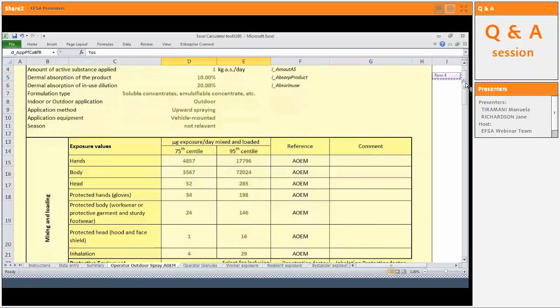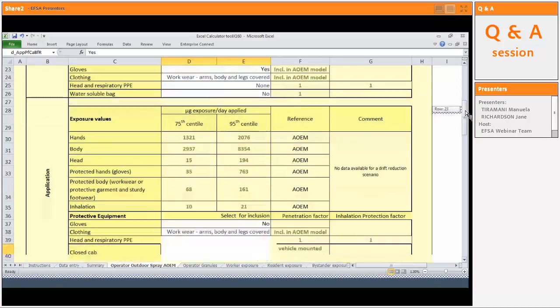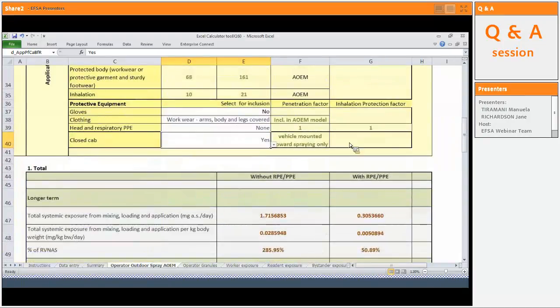Okay. Yeah, perfect. So in the end here, we're assuming that workwear is worn both for mixing and loading and application. That the operator wears gloves to perform the mixing and loading, but then for the application, to reduce the exposure, a closed cabin is used. So hopefully that explains and clears up a few questions about the closed cabin option. I think so.